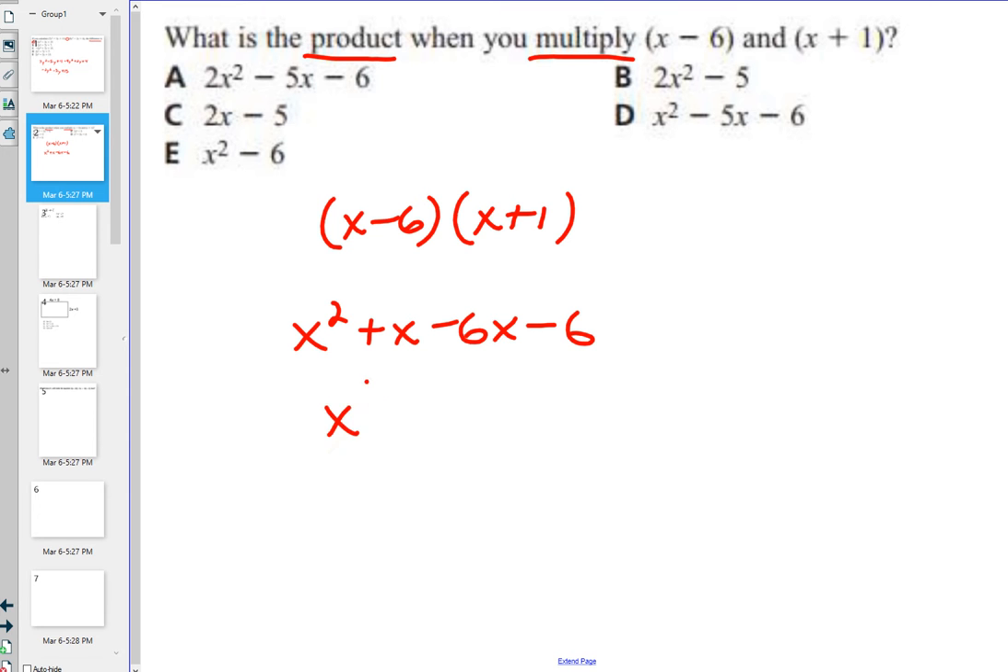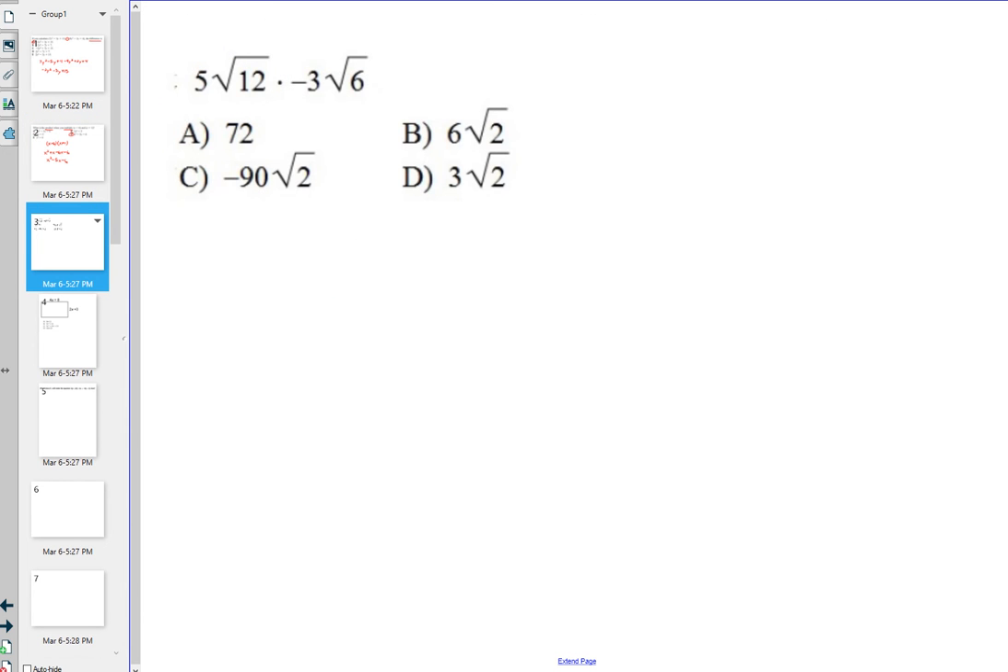Combine like terms, x squared minus 5x minus 6. All right, radicals. Yeah, this is maybe a little hard to read, but it looks like we're multiplying. What are the rules for multiplying radicals? Yeah, inside with inside, outside with outside. 5 times negative 3 is negative 15. 12 times 6 is 72 on the inside.